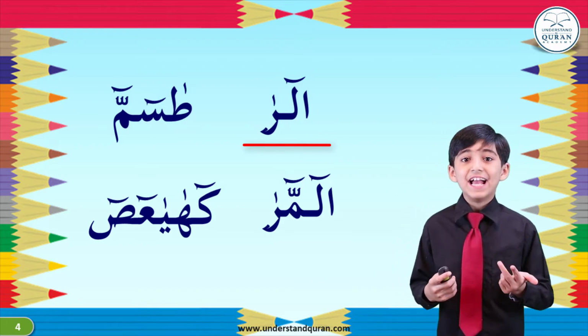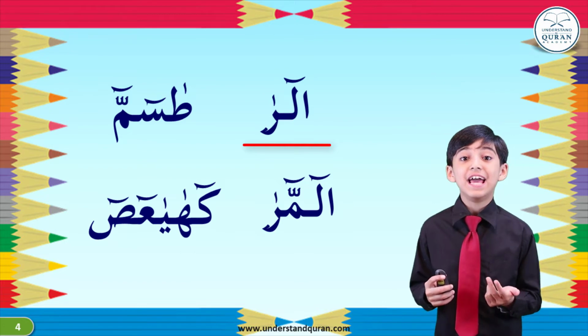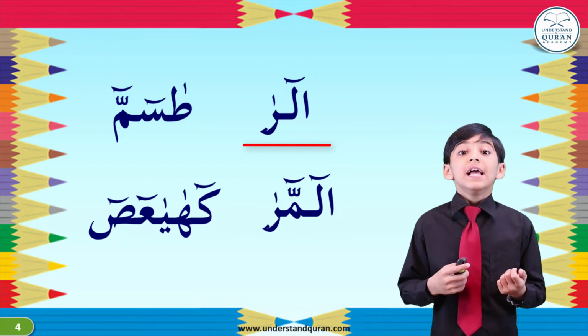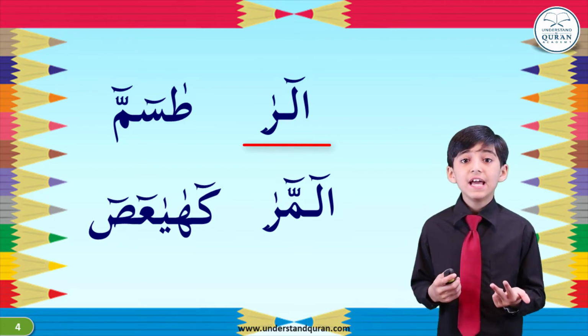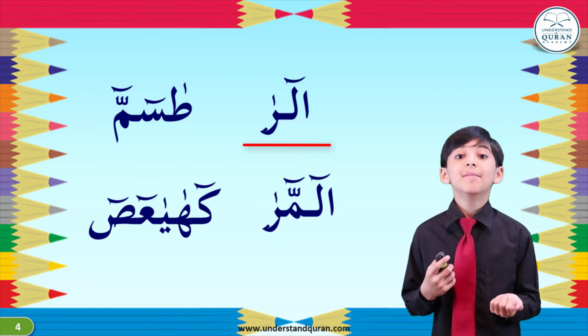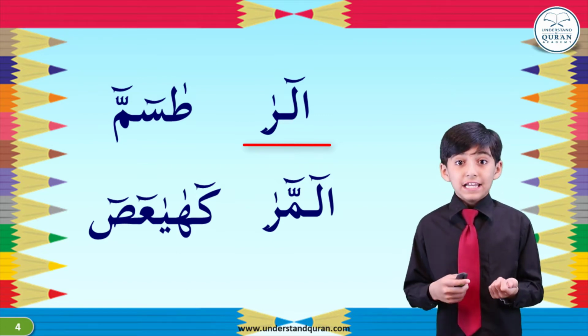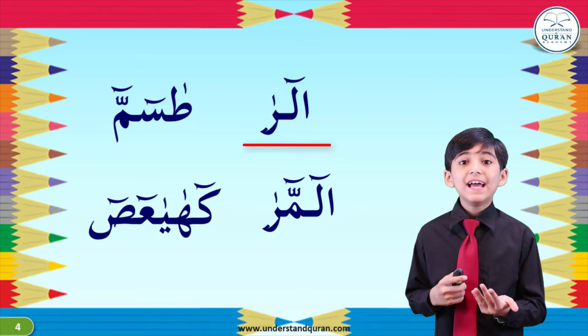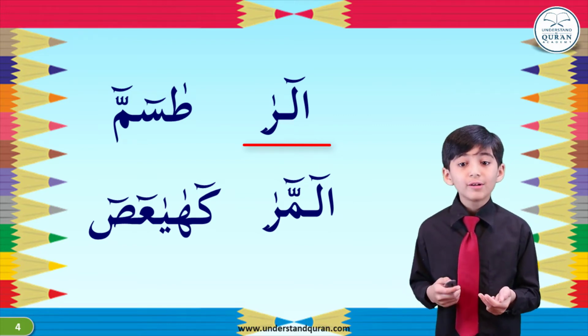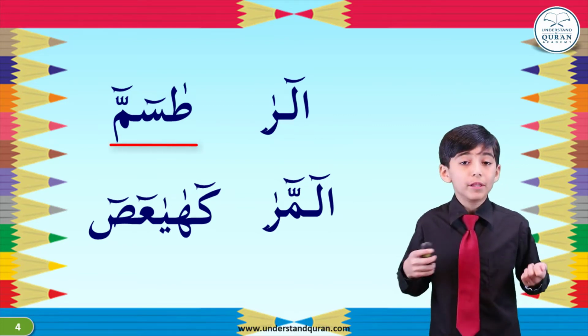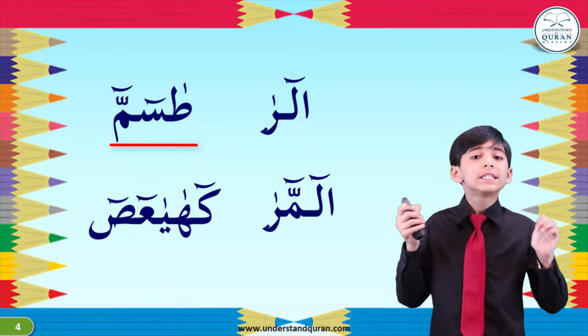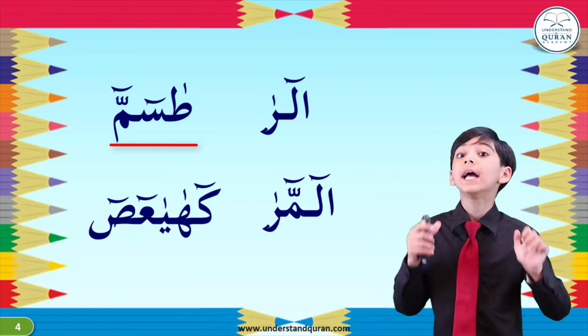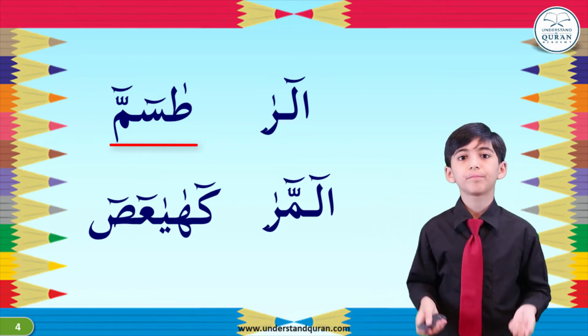Alif, lam, ra. Alif, lam, ra. So, a bit longer word. 2 for ra, 6 for sin, 2 for ghunna, 6 for mim.